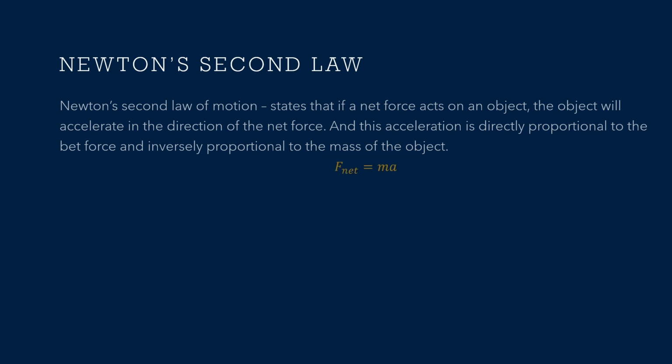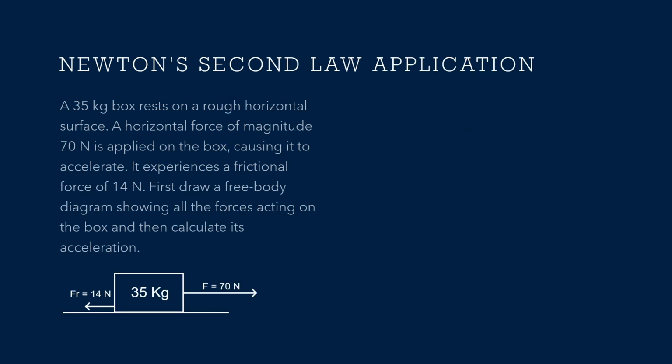And the mathematical representation of Newton's second law is F net equals ma, as you can see on my screen. Now let's take a look at some examples. The first example states that a 35 kilogram box rests on a rough horizontal surface. A horizontal force of magnitude 70 newtons is applied on the box, causing it to accelerate. It experiences a frictional force of 14 newtons. First, draw a free body diagram showing all the forces acting on the box and then calculate its acceleration.